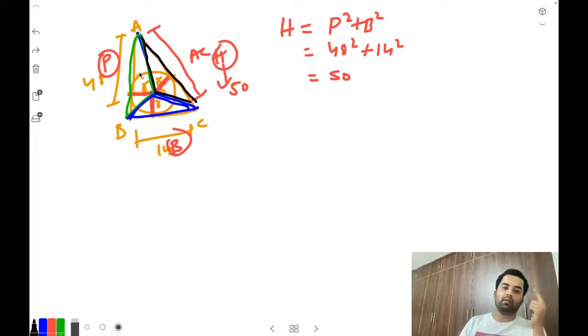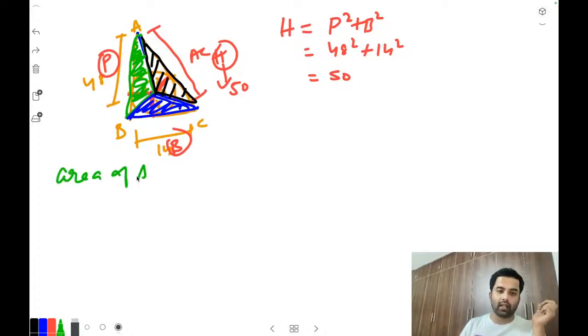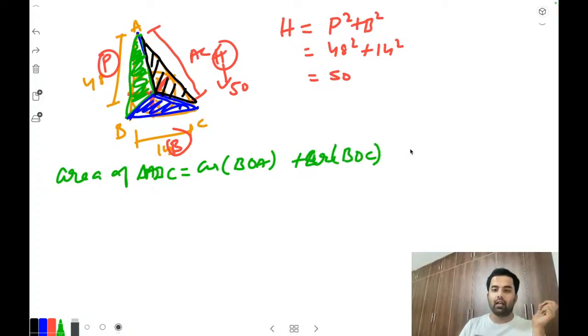Now tell me, if you add these three triangles, what will you get? This black color, this blue color, and this green color. If you add these three triangles, you will get this whole triangle ABC. So what did we keep? Area of triangle ABC equals area of triangle BOA plus area of triangle BOC plus area of triangle COA. Okay, we did this.